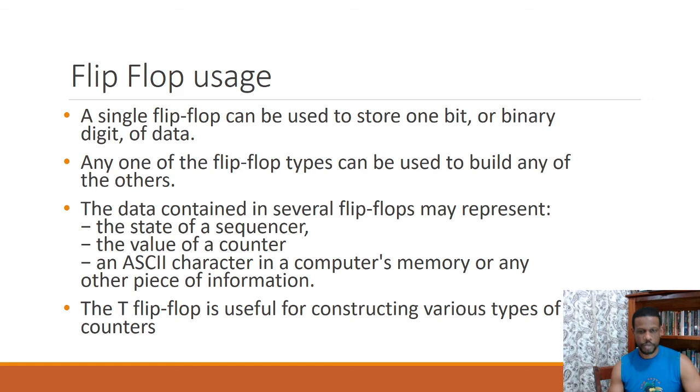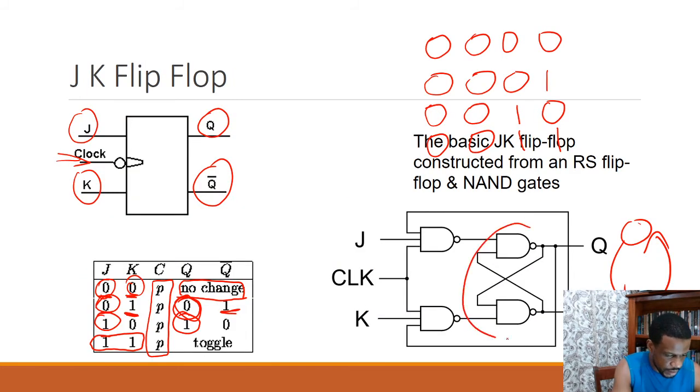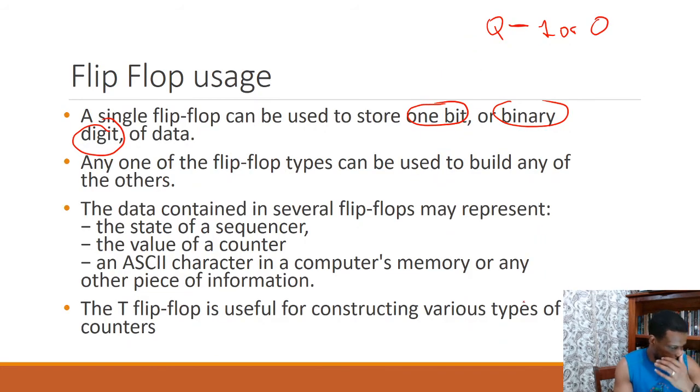So the theory behind the flip-flops is simple. A single flip-flop could be used to store 1 bit, or a binary digit, of data, which I explained already. So basically the Q is going to be the 1 or 0. Any one of the flip-flop types could be used to build any of the others, so you could combine flip-flops. I don't know if you notice inside here is an RS flip-flop, and when you join the RS flip-flop with another one, you could create different circuits inside of it.